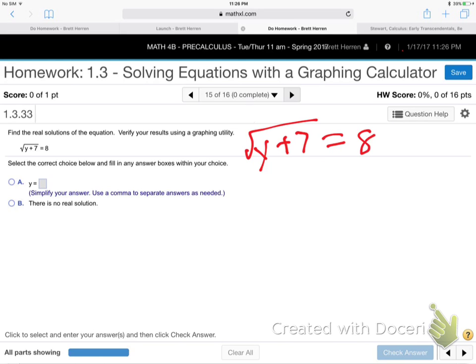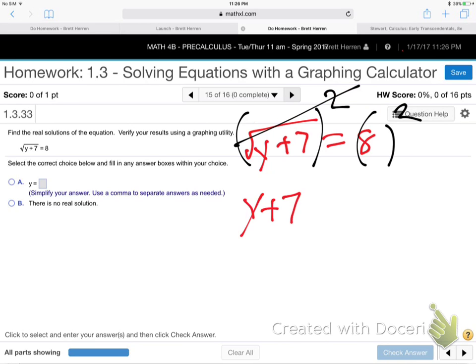So what do we do to solve this thing? What do we do to get rid of that root? We second power both sides, don't we? So parenthesis, 2 power both sides. 2 power cancels a root, and so that leaves us with just y plus 7 on the left side because the 2 power canceled out the root.